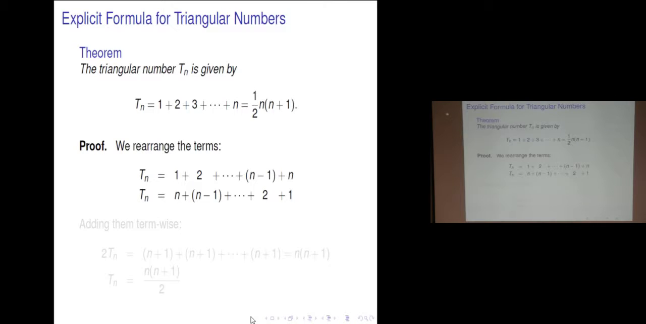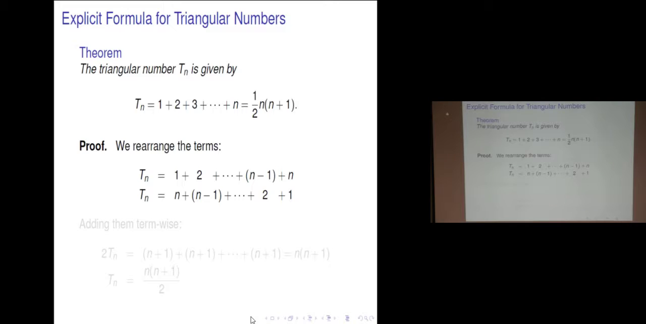Okay, so how do we prove this? So the proof goes like this. We arrange the terms. We write Tn as it is, right? So it's 1 plus 2 plus dot dot dot all the way to n. Now we write Tn one more time, but we change the order. We start from n and then go down to n minus 1, and n minus 2, and so on and so forth. In the end, we hit 2 and 1.